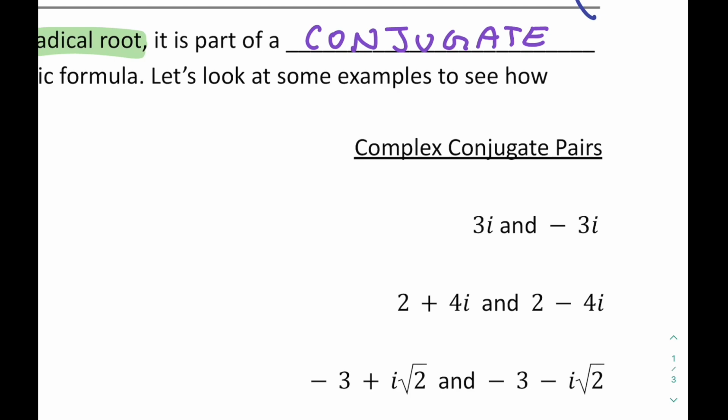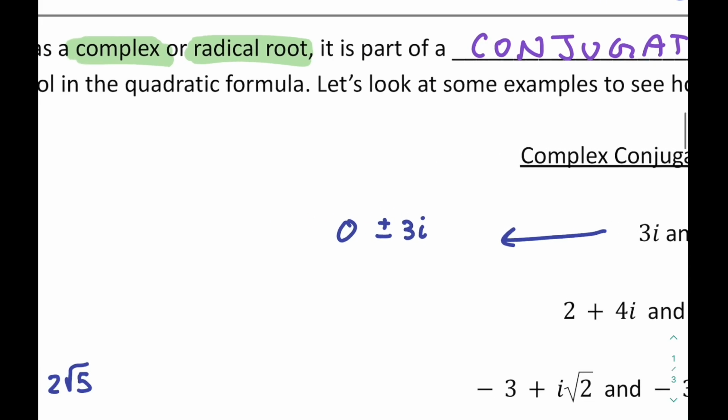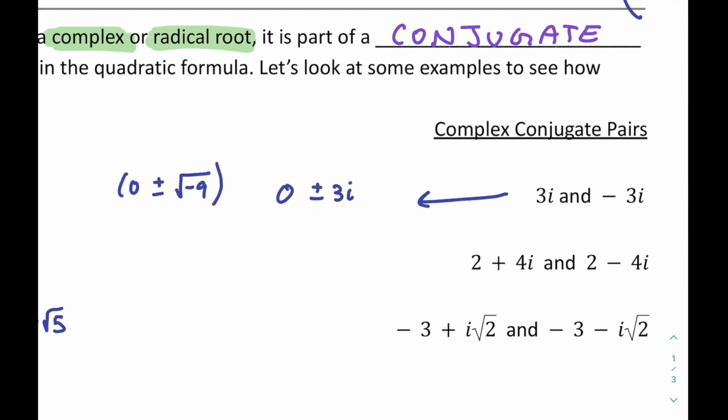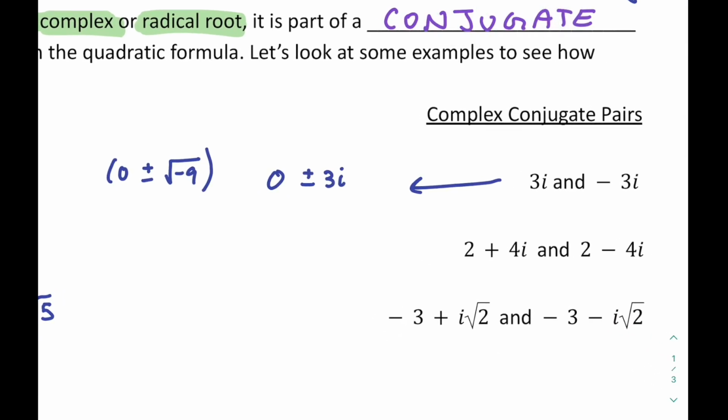So if we look at the complex ones, again, that first pair is an example where the real component would have been 0. So 0 plus or minus 3i. That's how I end up with positive 3i and negative 3i. Again, I suggest looking and thinking, how would this have looked at the end of the quadratic formula? If you want to get really fancy, the real end of the quadratic formula would have been 0 plus or minus the square root of negative 9, because again, that is how we get 3i. So practice working backwards if you're at that stage.